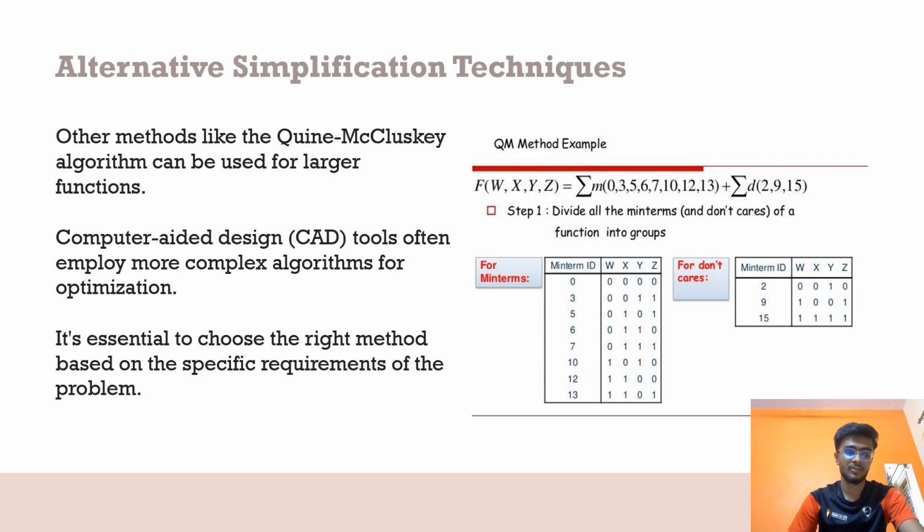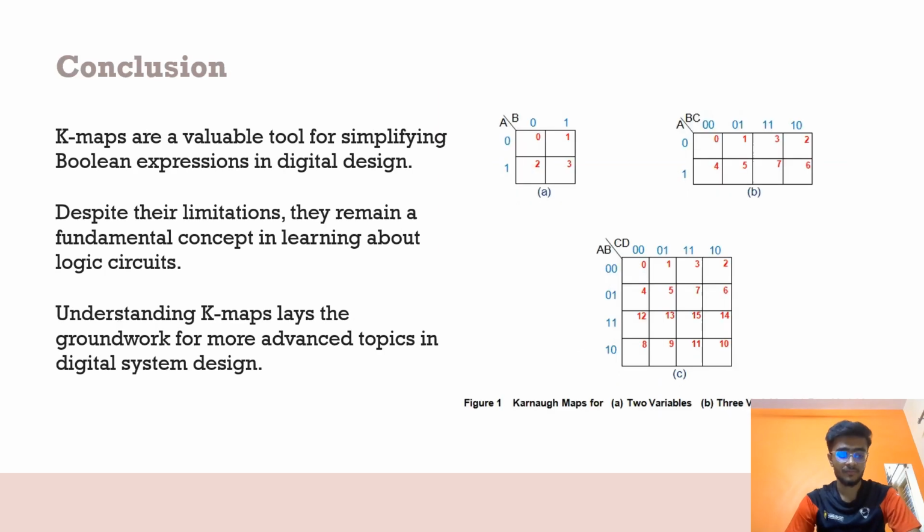Next we have alternative simplification techniques. What are the alternative simplification techniques to K-maps? We have other methods, like the Quine-McCluskey algorithm, which can be used for larger functions. It is essential to choose the right method based on the specific requirements of the problem. Computer-aided design, or CAD, tools often employ more complex algorithms for optimization.